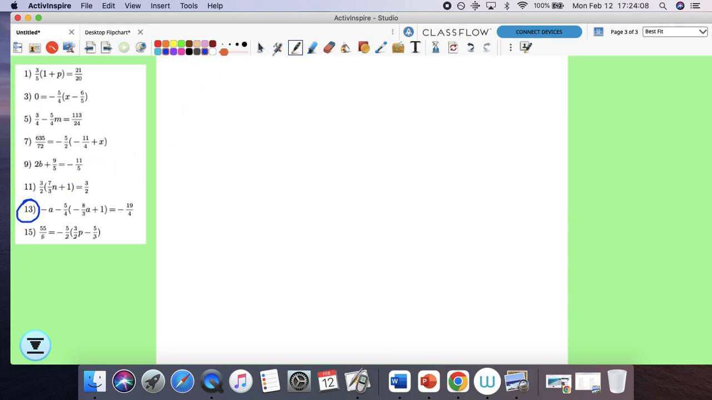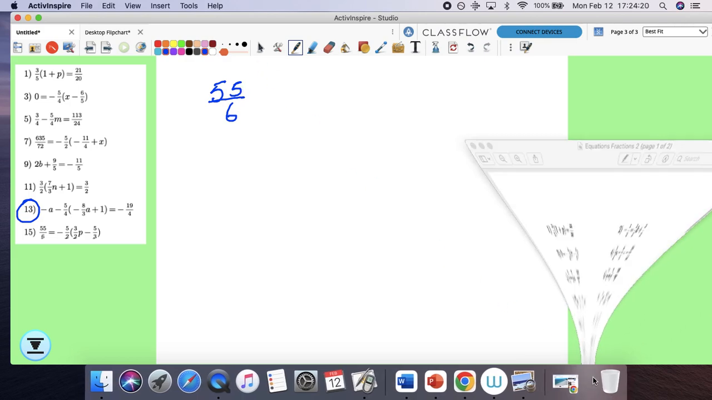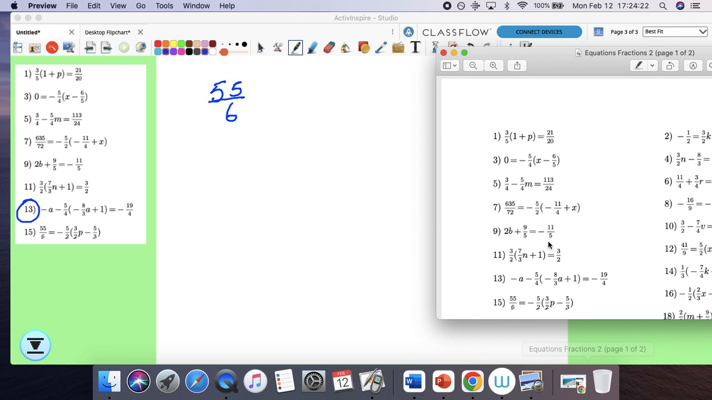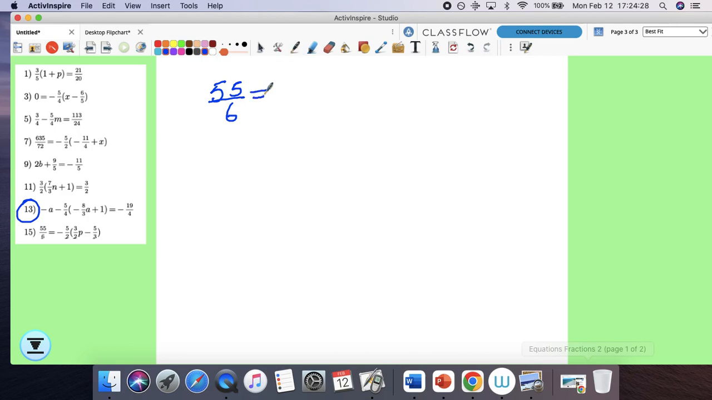13. 15. Oh, geez, I can't even see that. 55 over 6 equals negative 5 over 2, 3 over 2p minus 5 over 3. I multiply this by 6 and get 315.